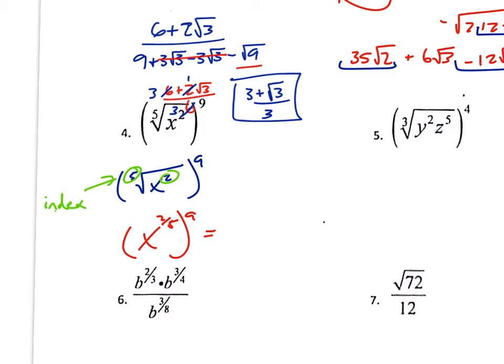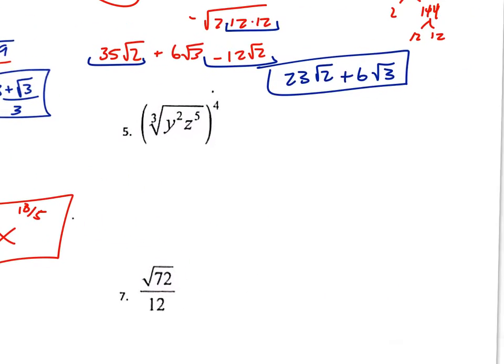And the way that exponent rules work, if we have a power raised to another power, we're going to multiply those. So 2 times my 9, my final answer would be x to the 18 over 5. And we can't simplify 18 over 5.